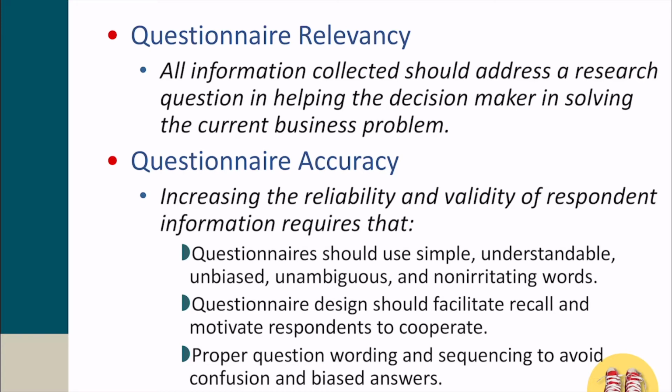It should be understandable. Don't use big words that you normally don't use in normal conversation, and non-irritating words. Doing questionnaires is irritating enough as it is. So try to use words that are neutral. I don't know of an example right now of non-irritating words, but you may repeat words over and over and over, and that can be irritating to a person. So make it unbiased, make it unambiguous. Make sure you say what you need to say, and the person can understand it.